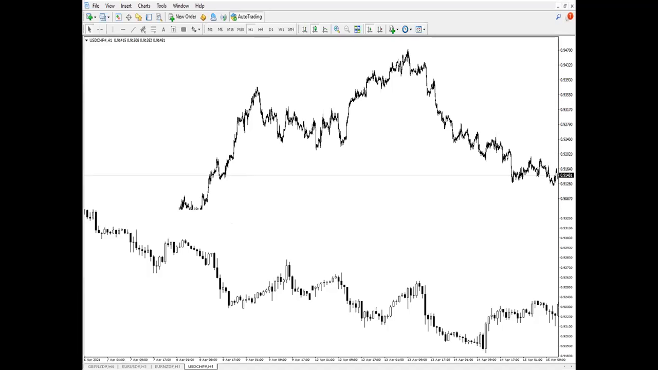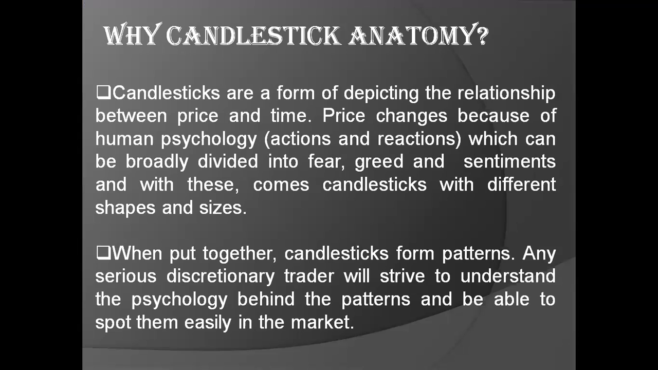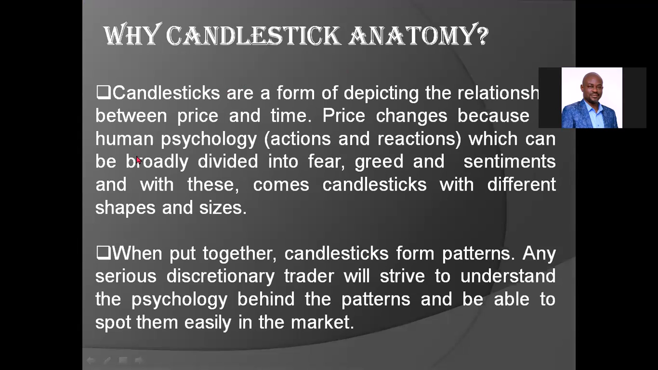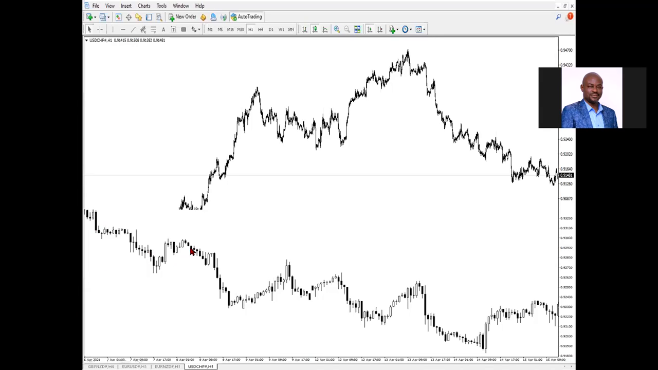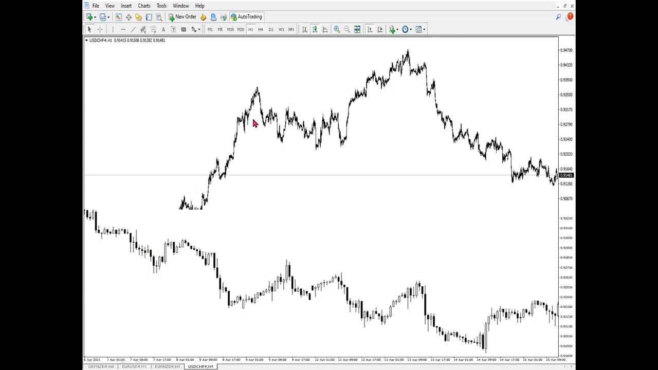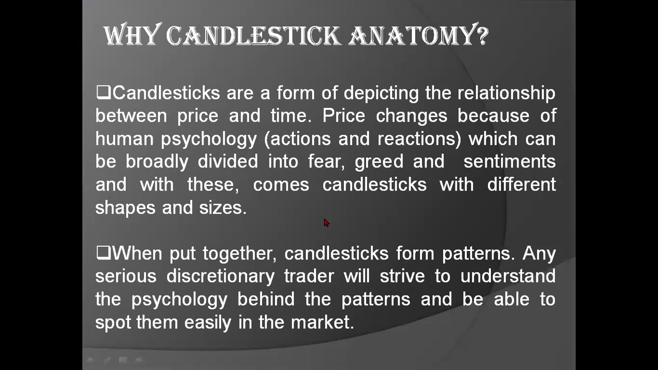I can conclude that it will be very confusing for a newbie, right? So why do we need to study candlestick anatomy? Of course, if you notice the previous slide was basically candles, right? We're talking about candles here. And of course, above we have compressed candles. So why are we really talking about candlestick anatomy?